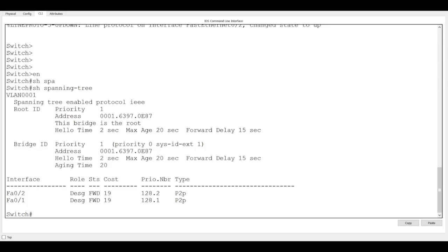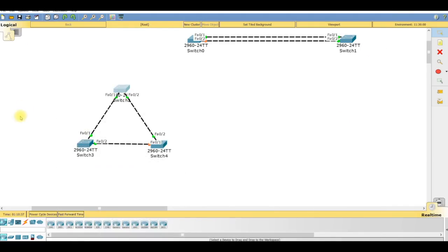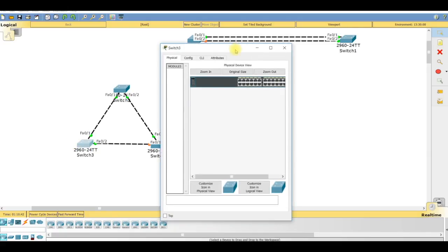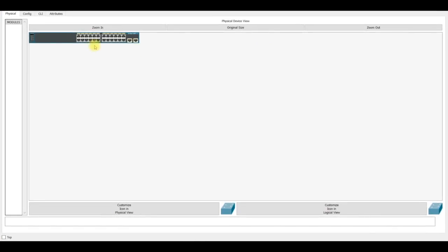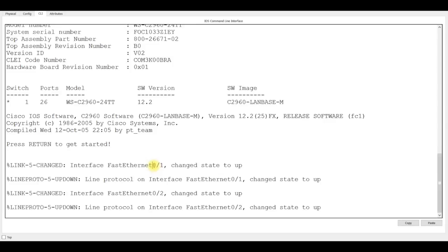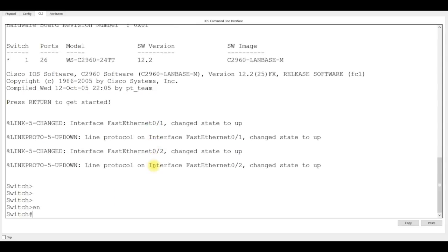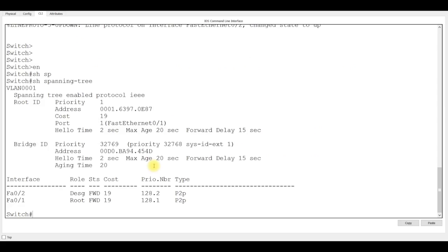All right, so let's go over here. Now let's take a look at this one. All right, this is not being blocked. All right, so what's going to happen here? Here we have a root port, root forwarding, and a designated forwarding port. Here it has to forward information. So it's going to forward information out.